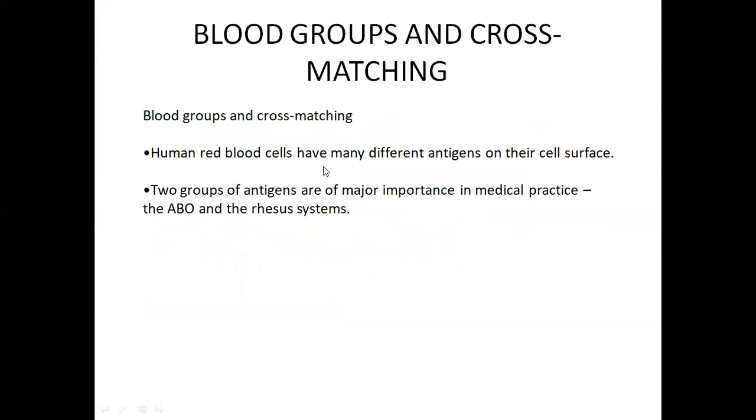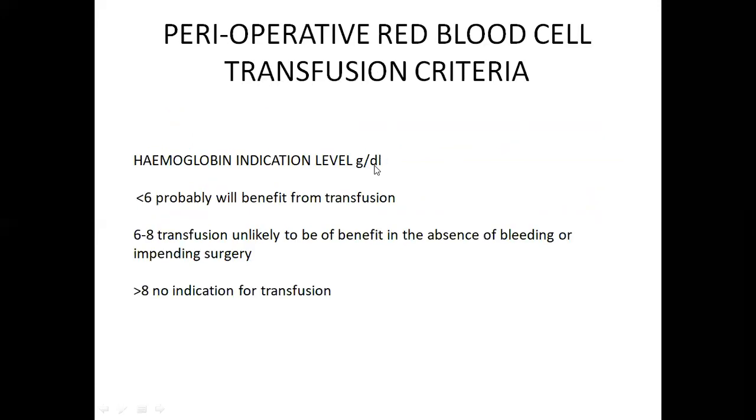Blood group and cross matching is very much important. Two groups of antigens are of major importance, ABO and the rhesus system. Then is perioperative RBC transfusion criteria. We should check for hemoglobin level. Less than 6 probably will benefit from transfusion. 6 to 8, transfusion unlikely to be of benefit in the absence of bleeding or impending surgeries. Greater than 8 gram per dL indicates no transfusion.